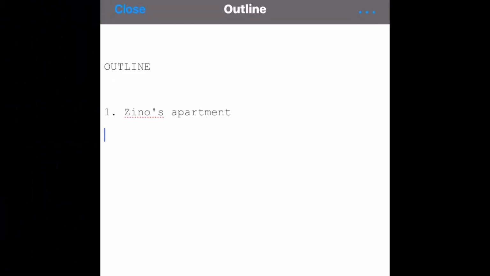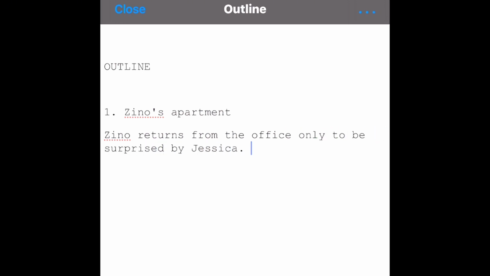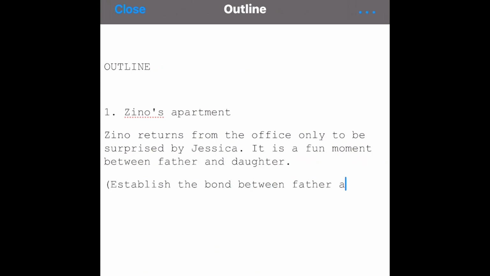Take a look at an example. Zeno returns from the office only to be surprised by Jessica. It is a fun moment between father and daughter. Establish the bond between father and daughter here. So the bond between the father and daughter is of importance to my story. Hence, I included it in my outline because that's the sole purpose of that scene.